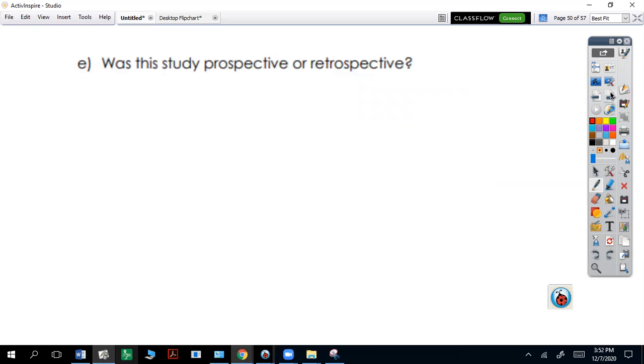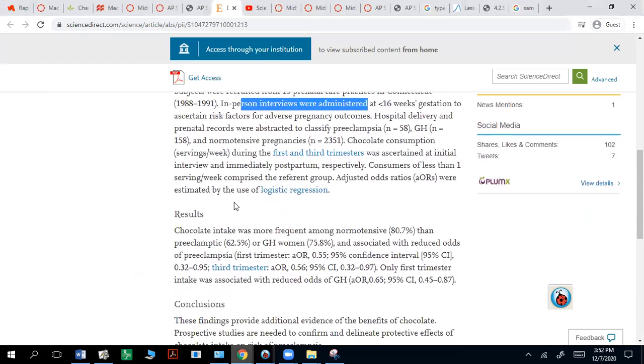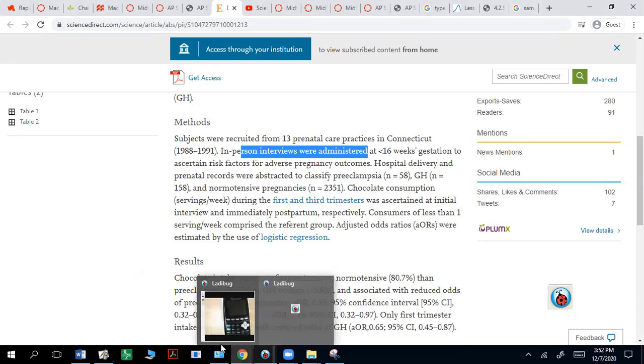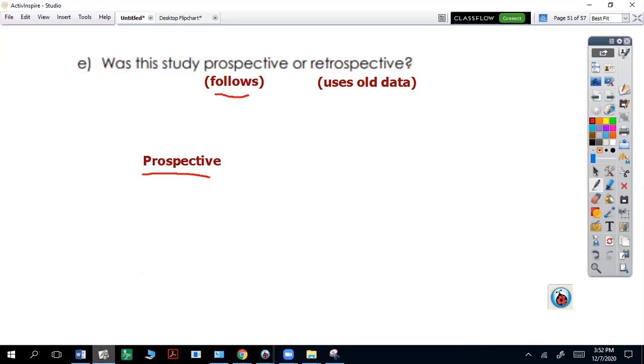Was this prospective or retrospective? It says it was prospective. It was prospective because it asked women less than 16 weeks gestation about their chocolate intake, and then it measured stuff later on. So it was prospective. It uses old data if it's retrospective.